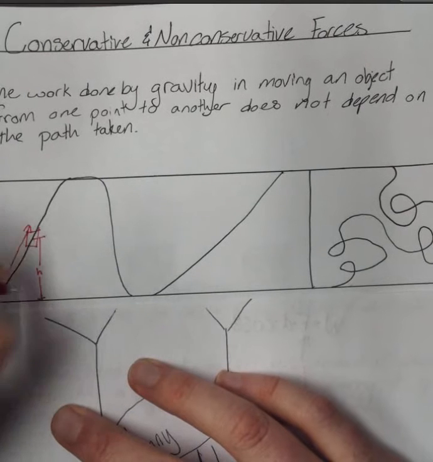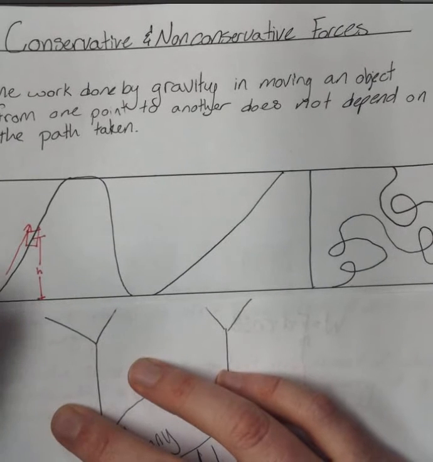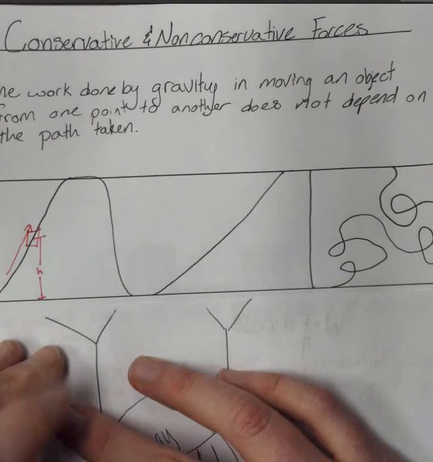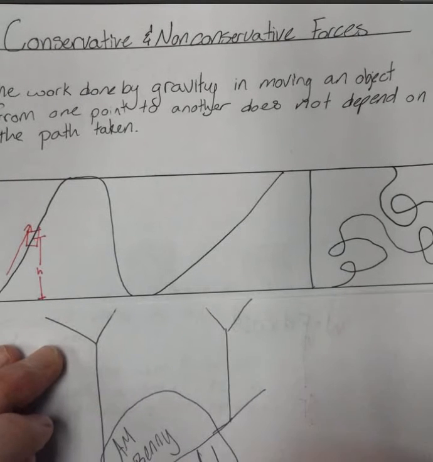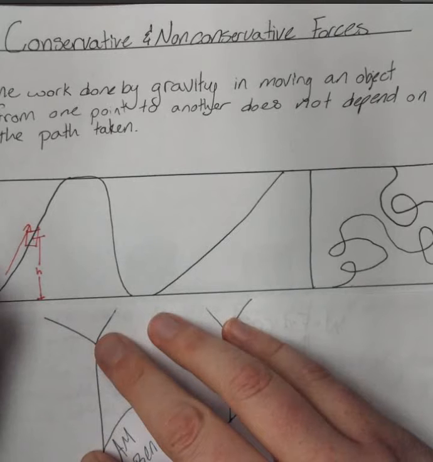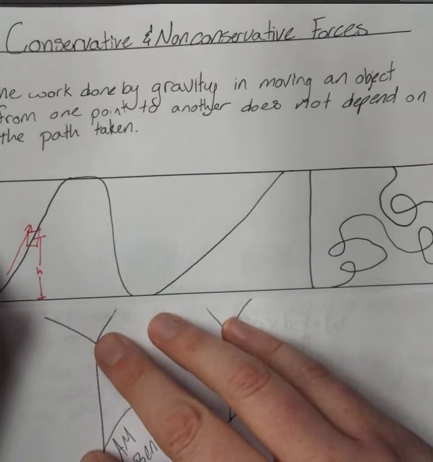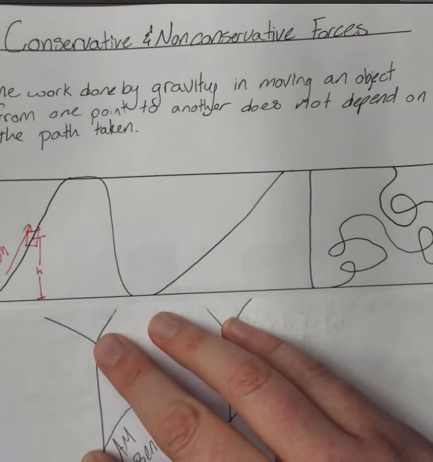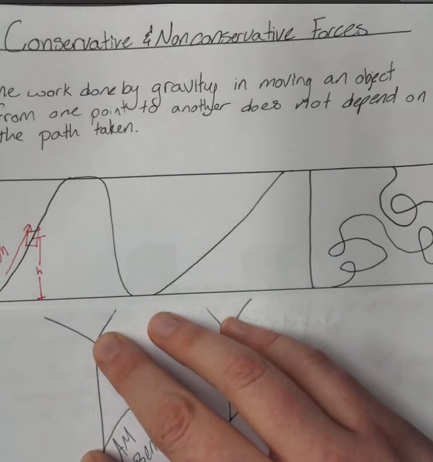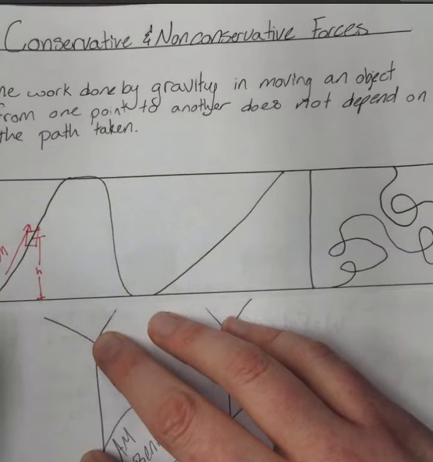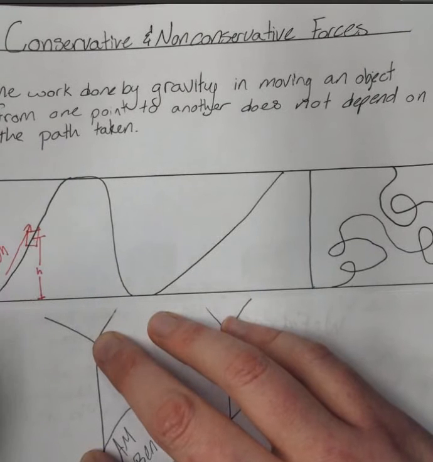And so that means that the work done on that object by gravity would be equal to negative mgh. And that would be the work done by gravity on that object. So that object would have the potential energy mgh. And the work to get it up to that point would be mgh.